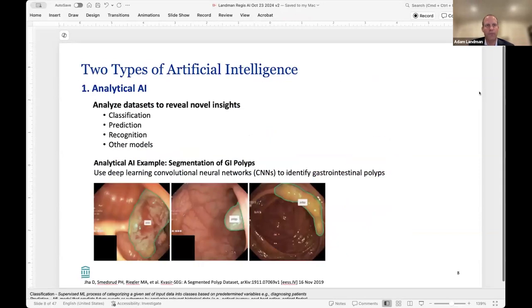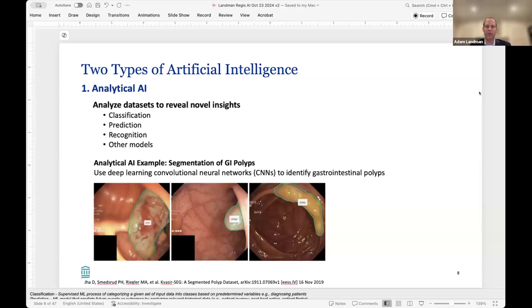There are two types of artificial intelligence. The first type is called analytical AI, and this has been around for over 30 years. Analytical AI are algorithms that analyze large data sets, and those algorithms reveal novel insights. So those algorithms are classifying, predicting, recognizing. Those are the types of functions these algorithms are doing. And an example is what you're seeing at the bottom of the screen.